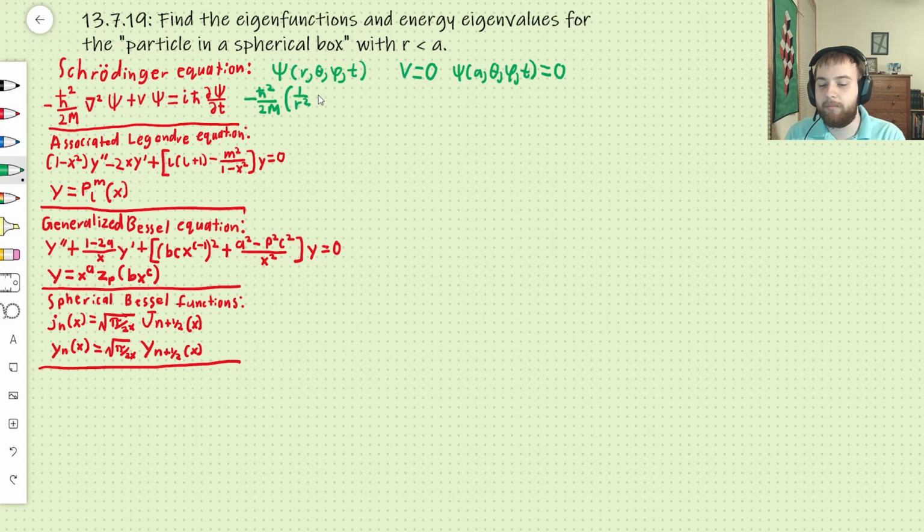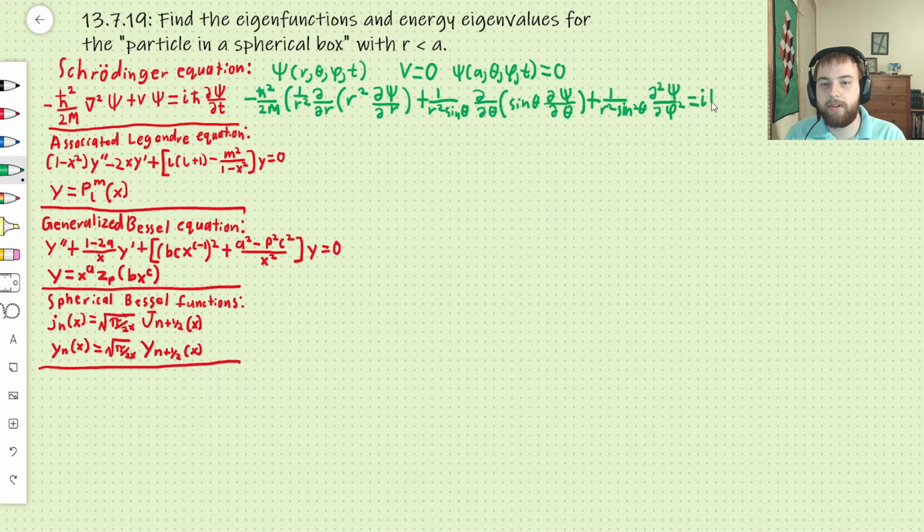And this is what the expansion of the Laplacian is in spherical coordinates. It's 1 over r squared, d dr of r squared d psi dr. Then this is 1 over r squared sine theta, d d theta of sine theta d psi d theta. And then the last term is 1 over r squared sine squared theta, d squared psi d phi squared. And this is equal to the other side of the equation.